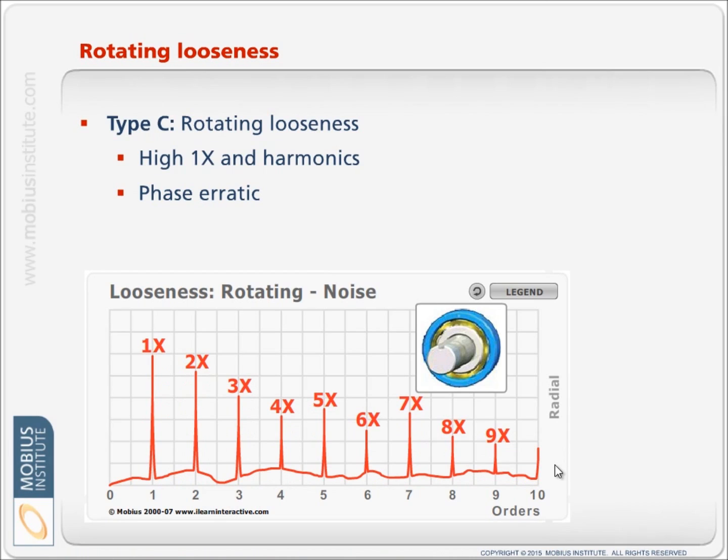Type C is the more common form of looseness, what most people think of when you talk about looseness, and that is where you see the high 1x peak and all those harmonics, and those harmonics can be very strong. In other words, rather than dropping off in amplitude, we might see them at a similar amplitude or growing amplitude across the spectrum, and that's because there is impacting occurring. That might be the bearing moving within the shaft, as I'll show you in just a moment, or moving within the housing.